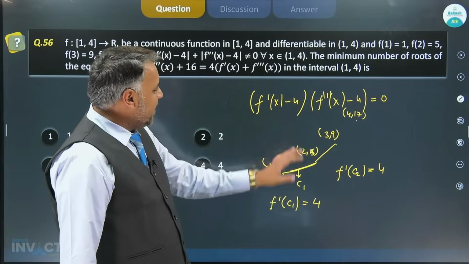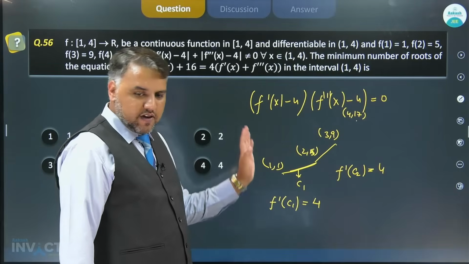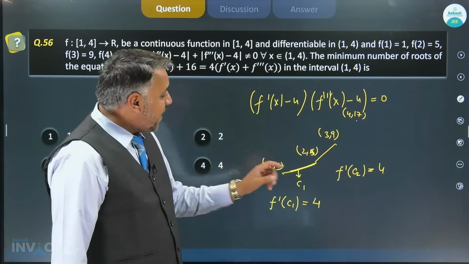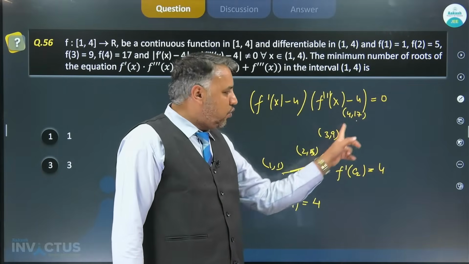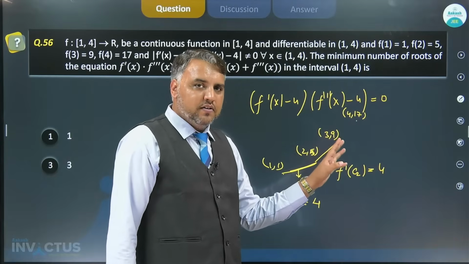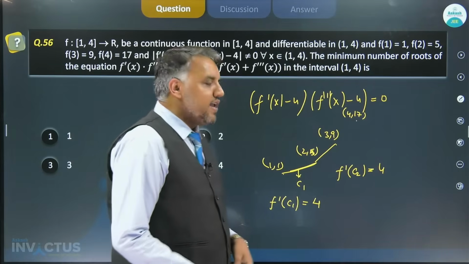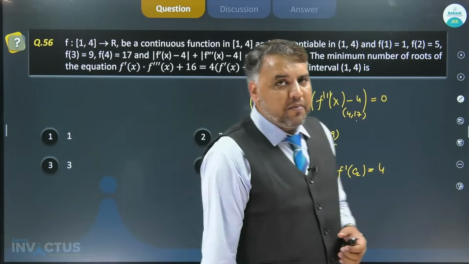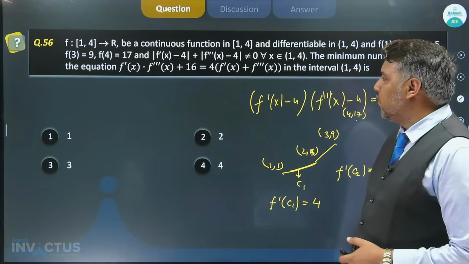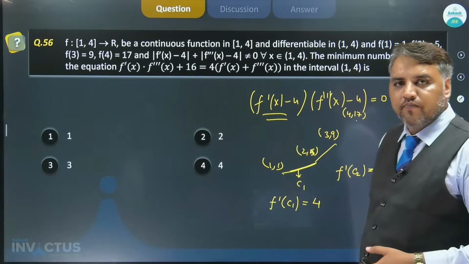So at least two values of f dash x is equal to 4 will exist, one in 1 to 2 and one in 2 to 3. If you apply LMVT in 3 to 4, there you will get f dash x is equal to 8. So for f dash x is equal to 4, we will not be able to comment anything from there. So if we say the minimum values of f dash x is equal to 4 in 1 to 4, there are two values for this to be 0.